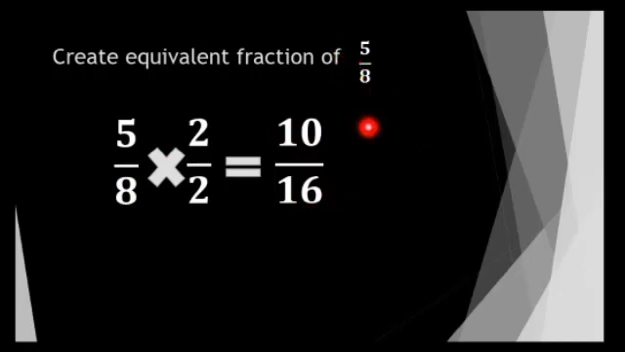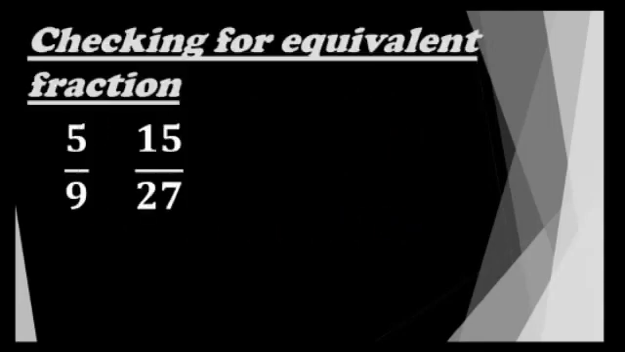And now you can also check whether your equivalent fractions are correct or not. That means you can check whether 10 by 16 is the equivalent fraction of 5 by 8. How? We'll see. Suppose one example here, 5 by 9 and 15 by 27. How will we come to know that 15 by 27 is the equivalent fraction of 5 by 9?